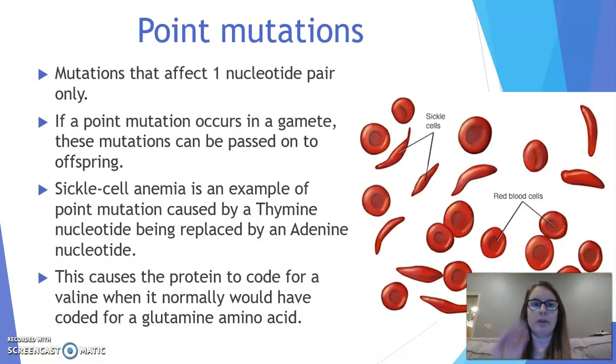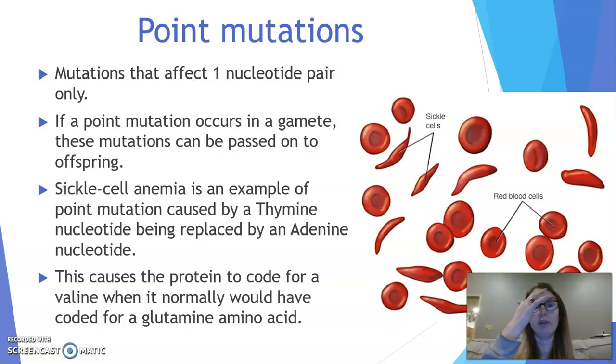Okay, so the first type of mutation I want to talk about is a point mutation. That's going to affect only one nucleotide pair out of the entire DNA sequence. If a point mutation occurs in a gamete, and if you remember correctly, gametes are the cells that are responsible for reproduction, so your sperm cells and your egg cells, those are your gametes, then that can be passed on to offspring. But not all mutations get passed on to offspring, which is really cool.